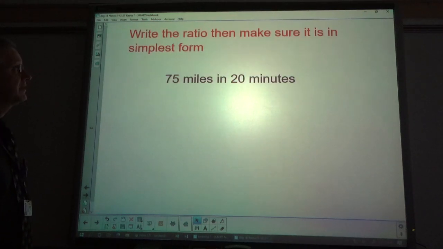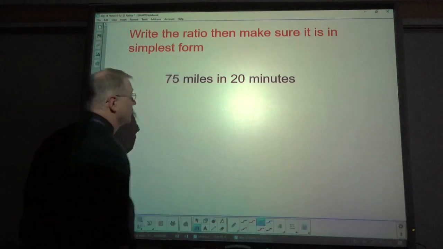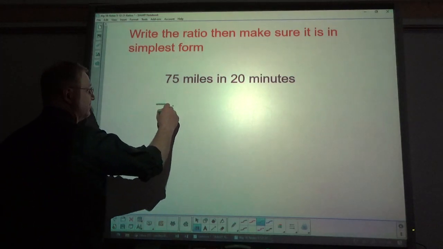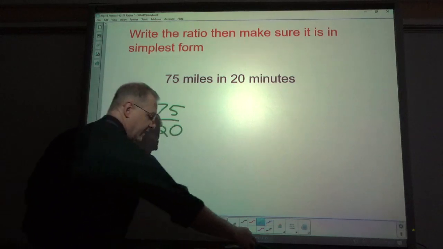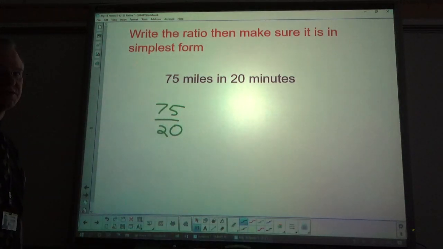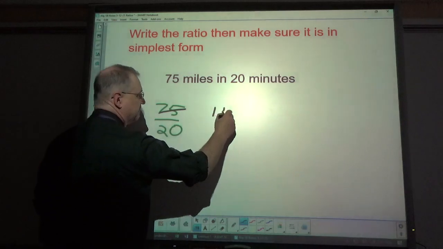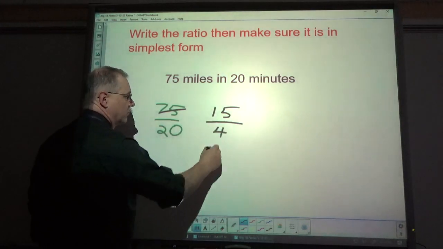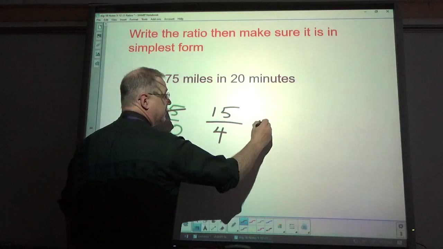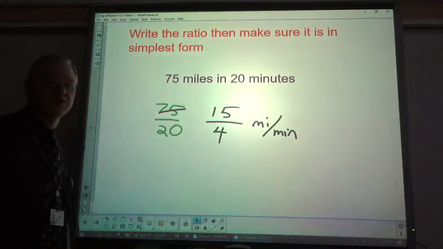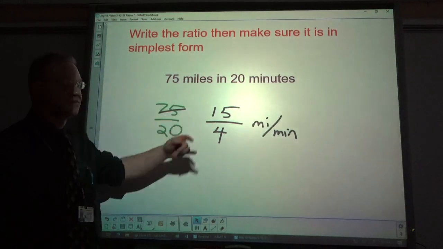Write the ratio, and then make sure it's in simplest form. So 75 miles in 20 minutes. 75 to 20, and now we're going to reduce this ratio fraction to simplest form. So 5 goes into 75 15 times and into 20 4 times. Now you could say miles per minute, and then everybody knows what you're talking about, but it's 15 to 4.